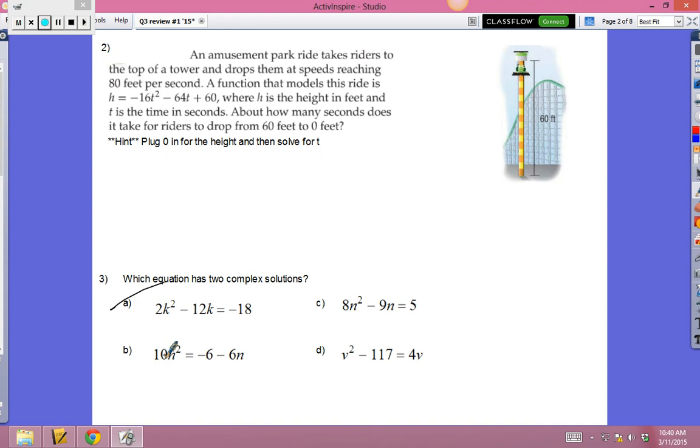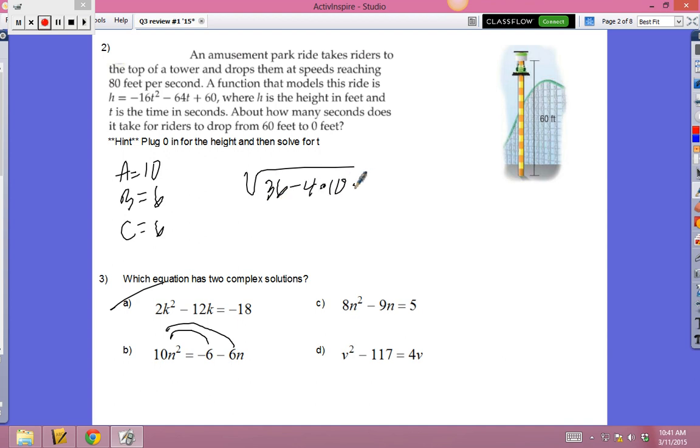For B, a is 10. B is, I have to move this over, I have to move this over. B is going to be a positive 6, and C is going to be a positive 6. So under the square root, you're going to have b squared, so that's 36 minus 4 times 10 times 6. That's a negative 204. And if I've got a negative, that means it's going to be imaginary.